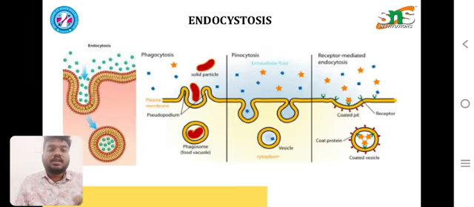So you can see through these pictures here, phagocytosis means cellular eating. The white blood cells eat the bacteria, whereas pinocytosis means cellular drinking. Here the cell takes in liquid. The third one is receptor-mediated endocytosis, which is very specific. Only the selected molecules enter the cell using the receptors.